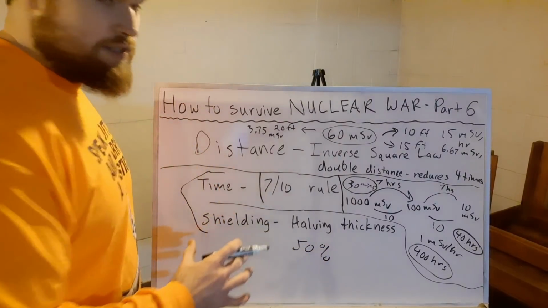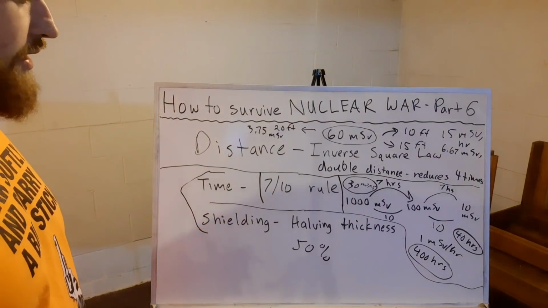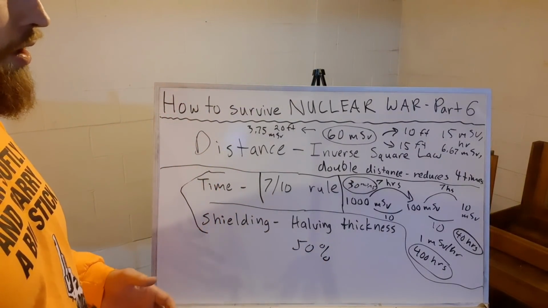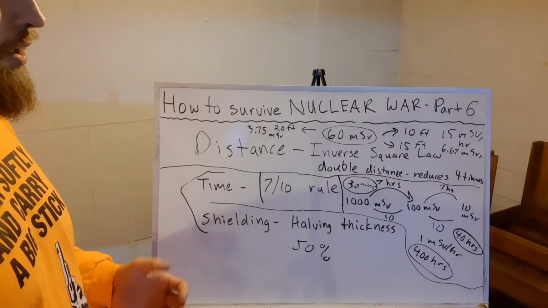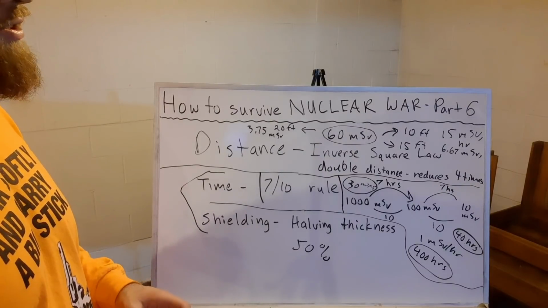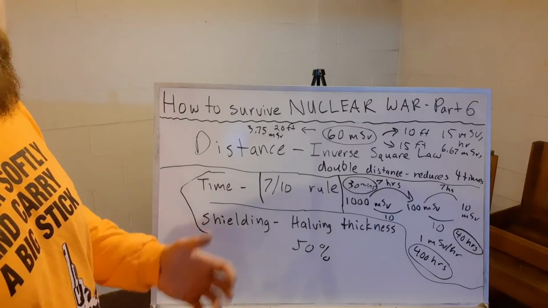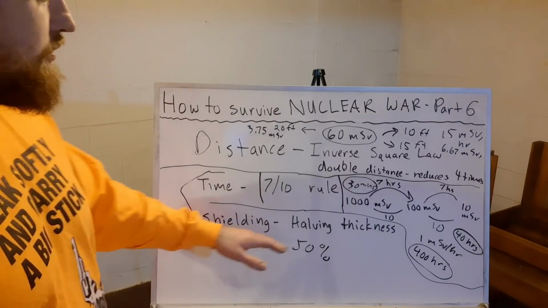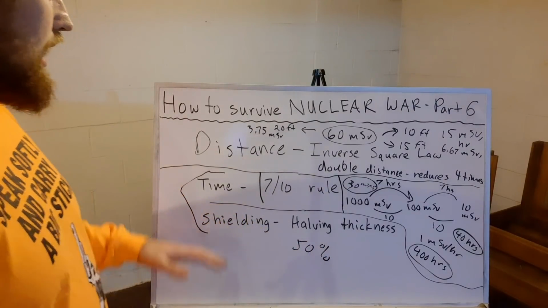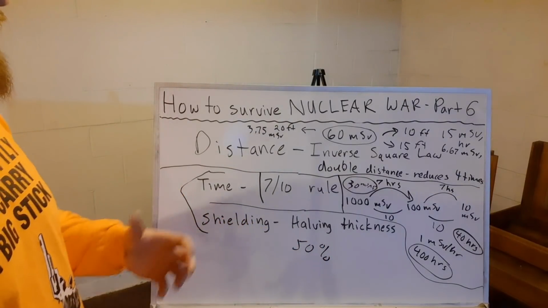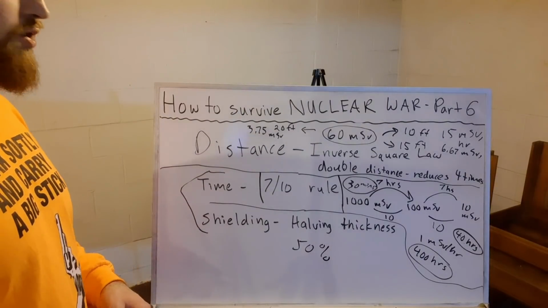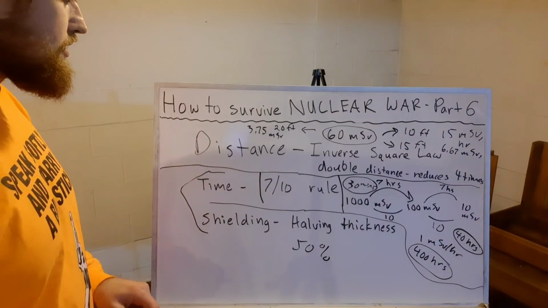So different materials have different halving thicknesses. For example, dirt, water, air, wood, concrete, lead, steel, aluminum. Different materials have different halving thicknesses depending on how dense they are. Typically, the denser the material, the better the halving thickness is going to be.